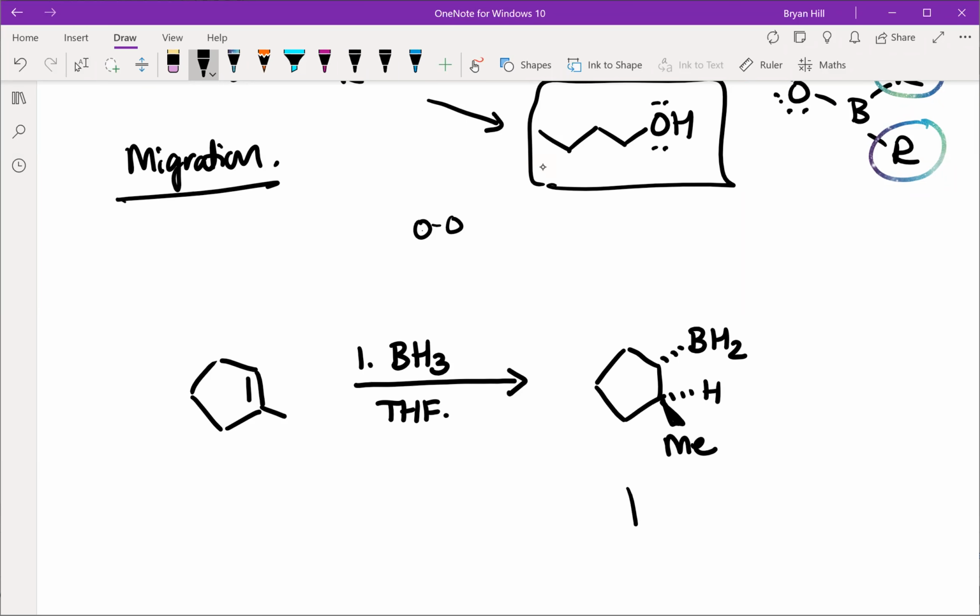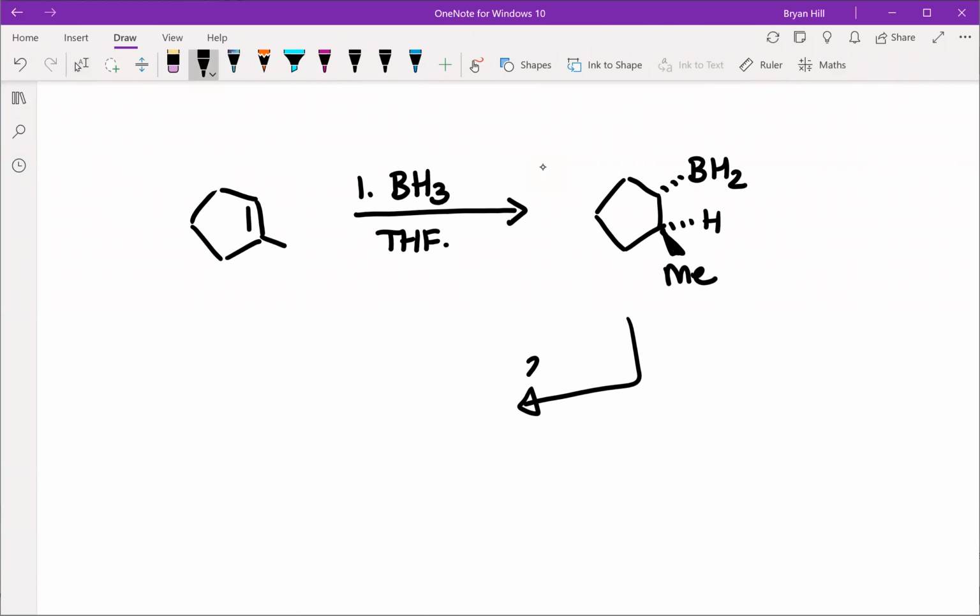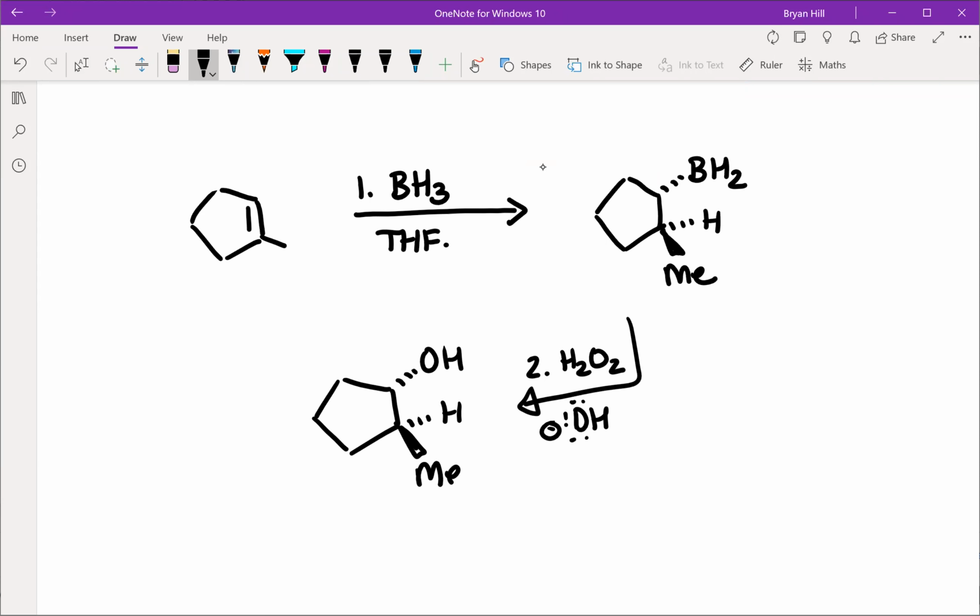And so in the second step, where you use your peroxide and your hydroxide, the OH, that migration takes place with retention of stereochemistry. So the OH and the H end up being on the same side.